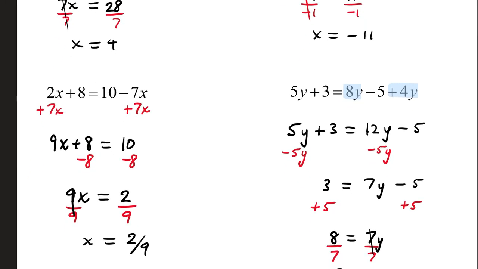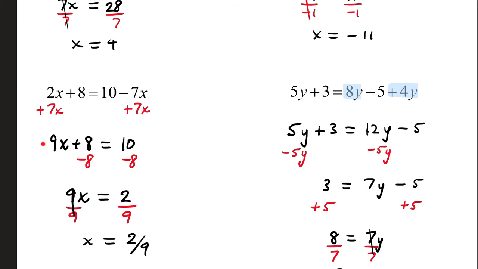The next example at the bottom left, we have 2x plus 8 equals 10 minus 7x. There are variable terms on both sides. There are constants on both sides. So what you want to do here is pick a side to move all of your variable terms. I'm just choosing the left side. So to do that, I need to move this term, add 7x to both sides. That's 9x. My plus 8 stays the same. My 10 stays the same. Negative 7x plus 7x is 0.